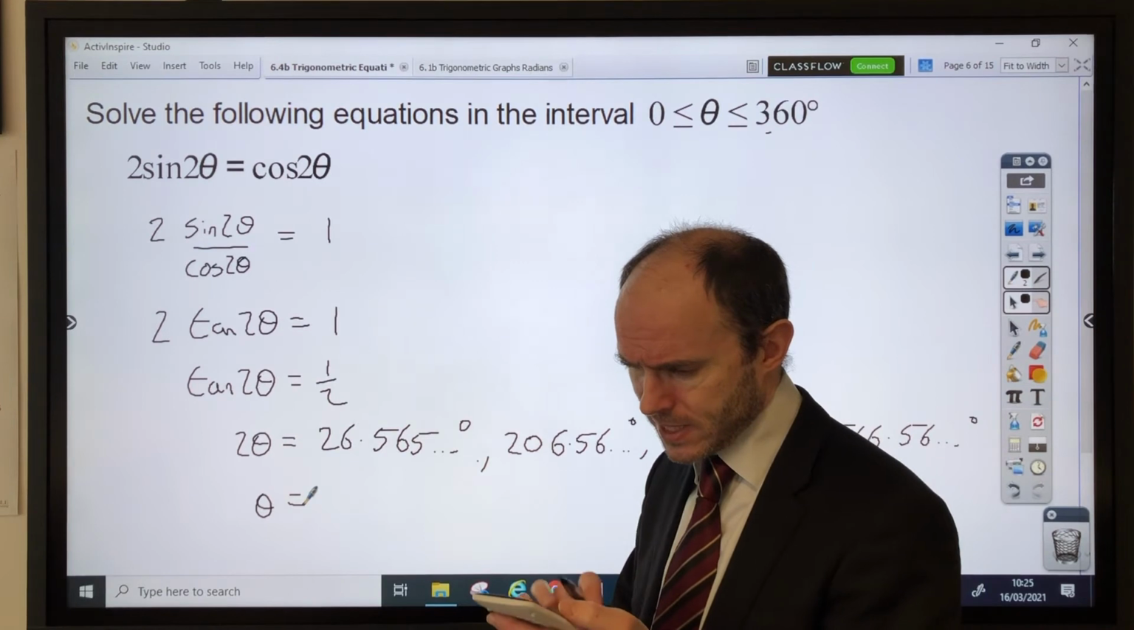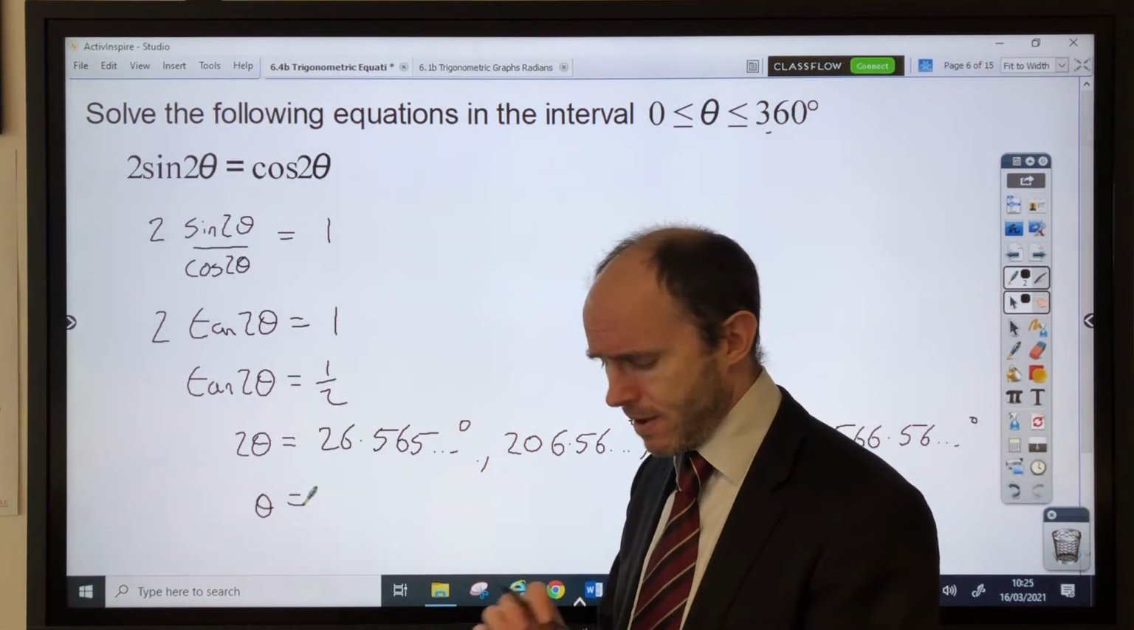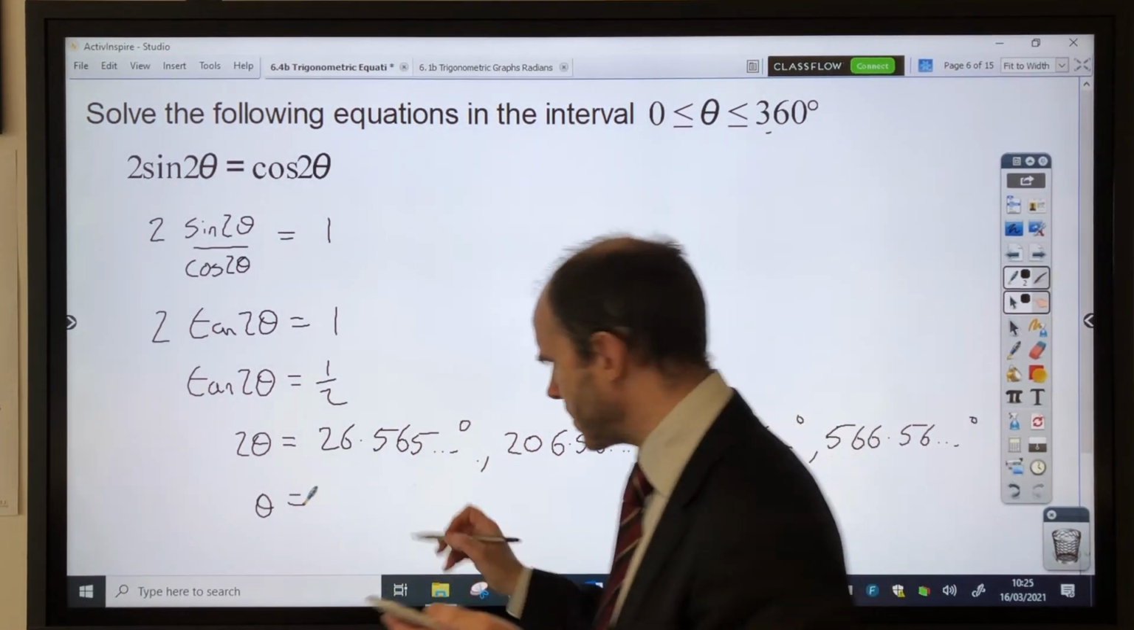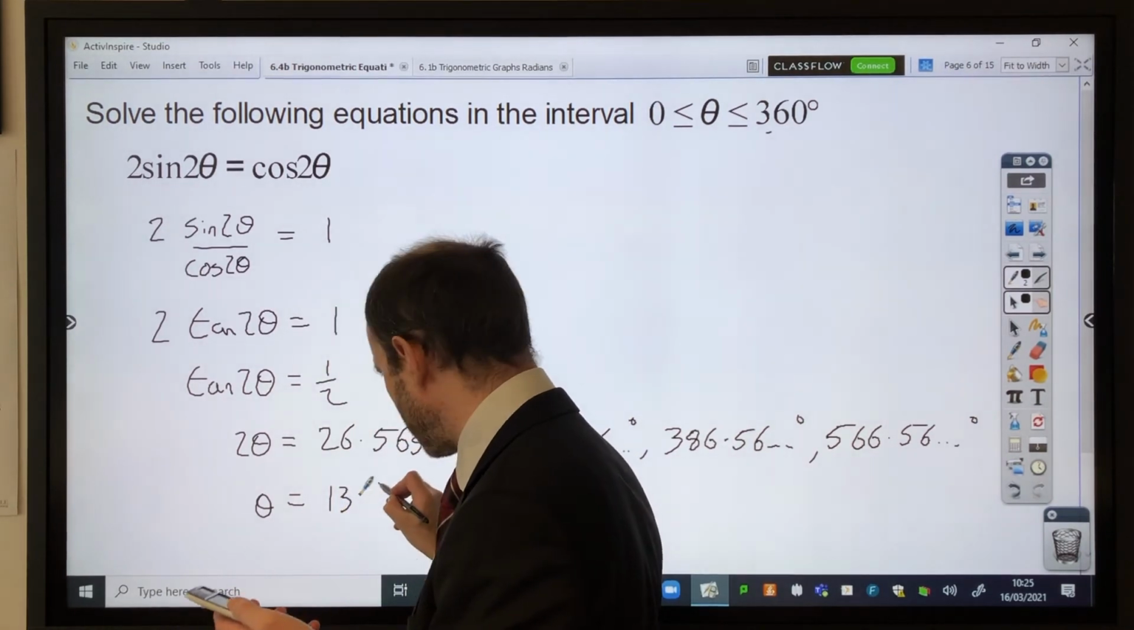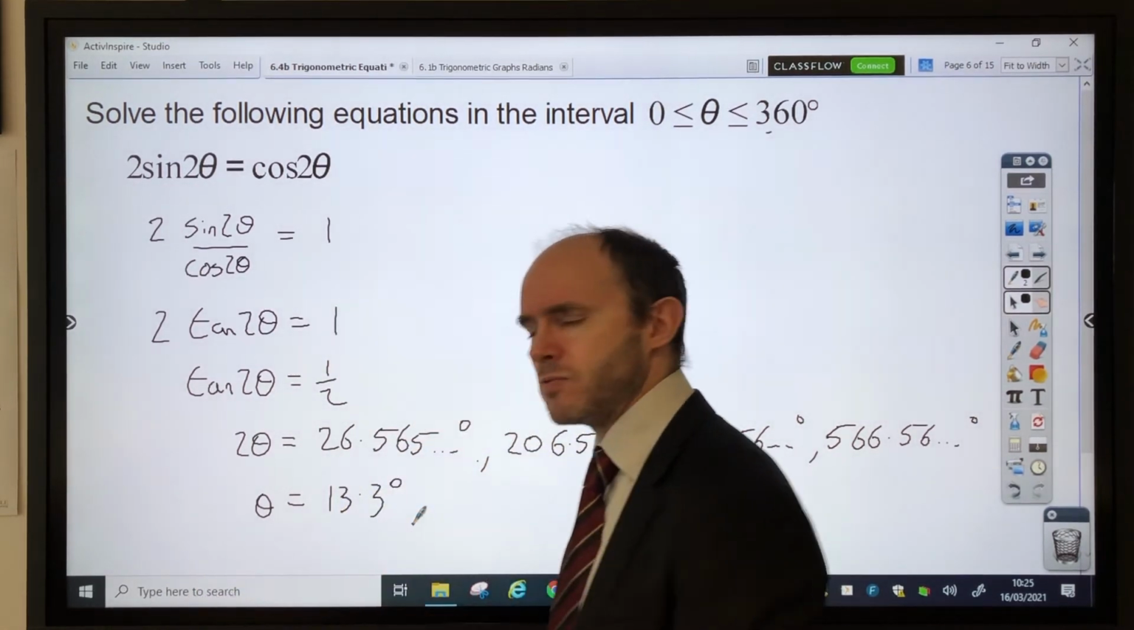Okay, so inverse tan of a half, just get that up again. Divide everything by 2, so divide that by 2. So you get 13.3 when rounded to 3 significant figures.